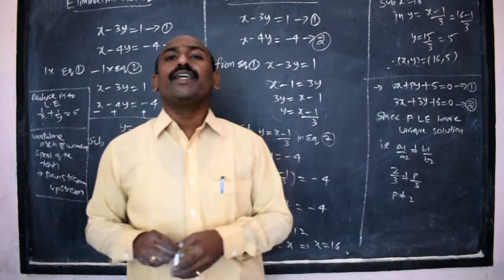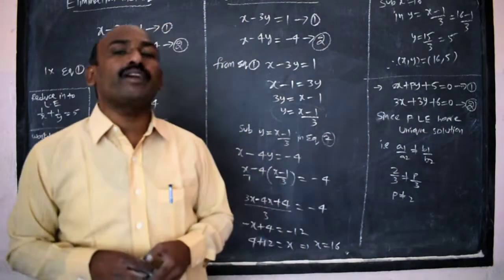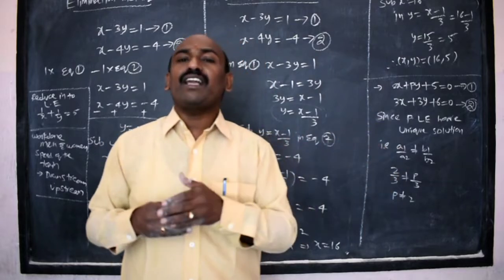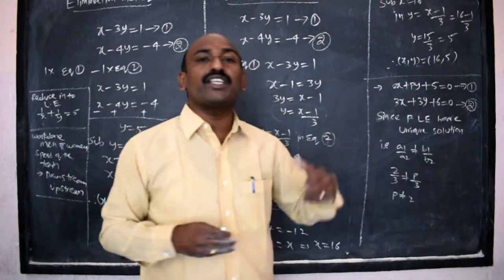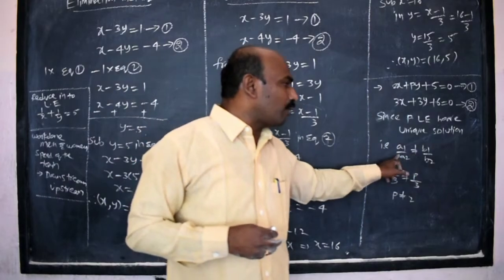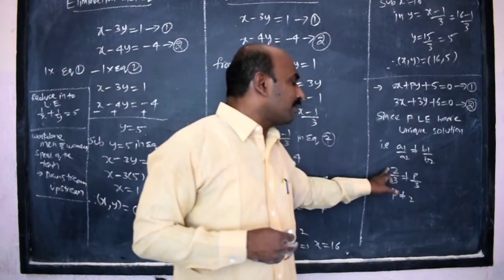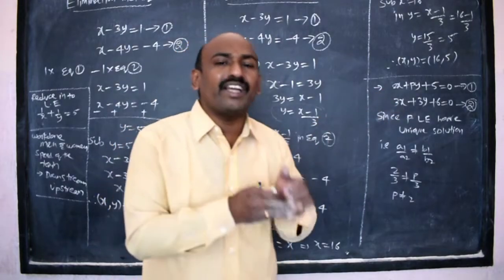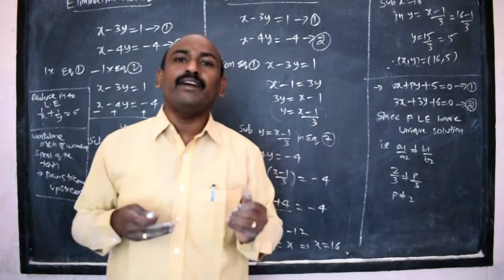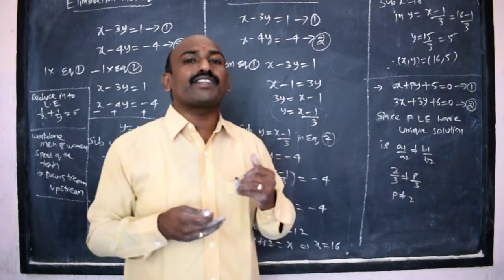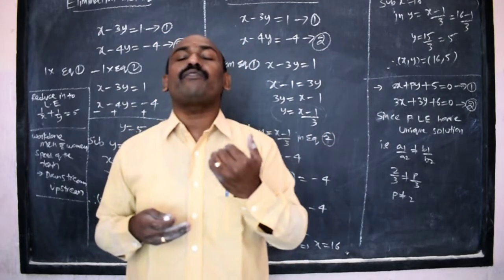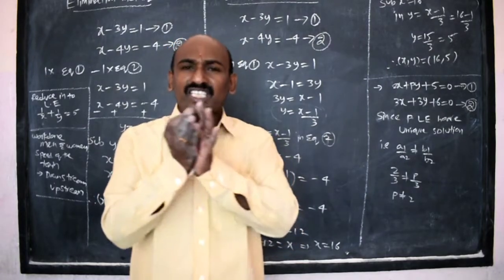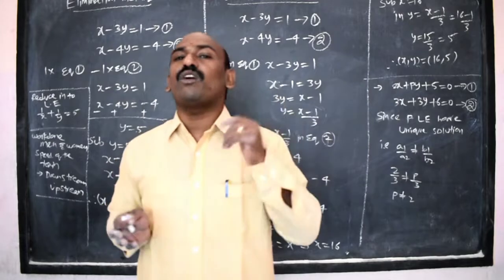They can give any one of the conditions. Here they have given the unique solution: for what value of p do the following pair of linear equations represent a unique solution. Since the pair of linear equations is having a unique solution, we need to write the condition a1 by a2 not equal to b1 by b2. Here a1 is the coefficient of x in the first equation, a2 is the coefficient of x in the second equation, b1 is the coefficient of y in the first equation, b2 is the coefficient of y in the second equation. 1 means first equation, 2 means second equation, c1 and c2 are the constant terms.